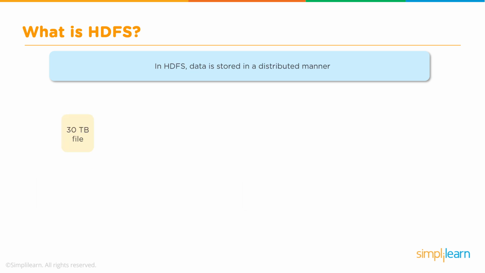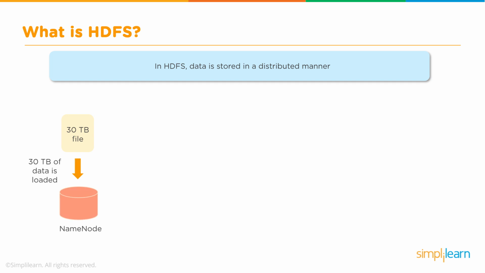In HDFS, data is stored in a distributed manner. So we're looking at a 30 terabyte file. That's a pretty big file. Even on my high-end computer, it's rare for me to have more than 5 to 10 terabytes on a desktop computer sitting on my desk that I'm working on. Most computers probably have a 1 terabyte hard drive. So 30 terabytes is pretty big.